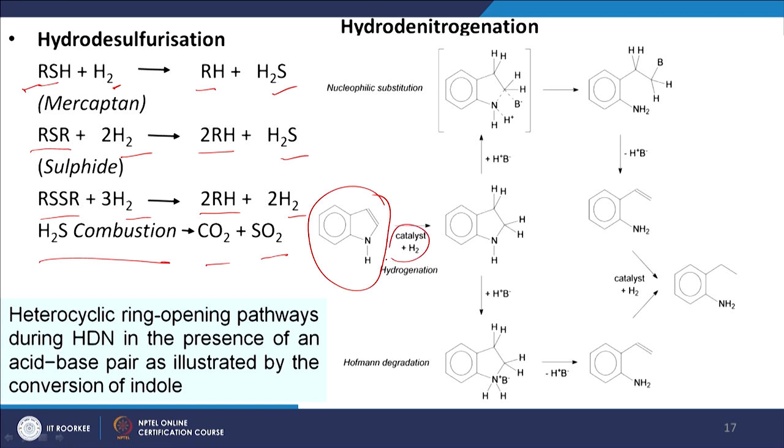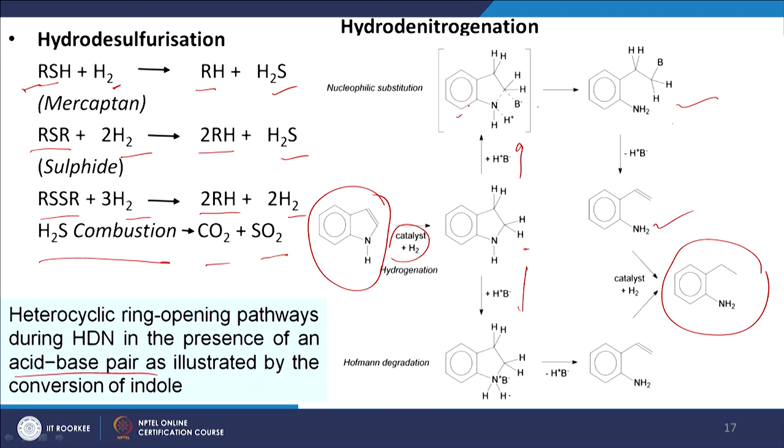This catalyst is basically an acid base pair plus H2, that converts this one to this moiety, and there are two reaction steps, two routes, that is one and another is two. So, this intermediate product forms in this route, and that is converted to this one, and again finally converted to this product, and we get ultimately this one, a typical presentation of this phenomenon.